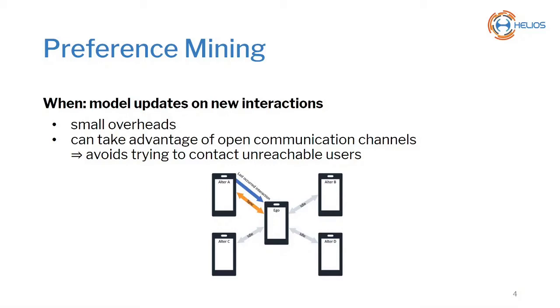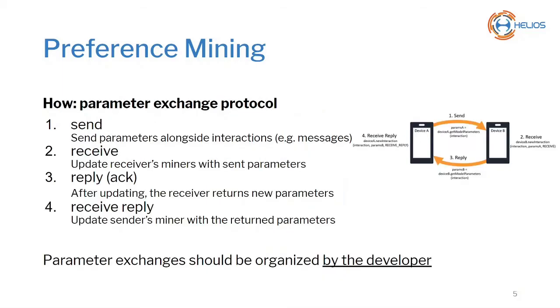A parameter exchange scheme that suffices to set up the Social Graph Mining module is exchanging parameters at the same time social interactions occur, such as when messages are sent. This introduces only small overheads compared to continuously exchanging parameters. Furthermore, it takes advantage of communication channels that are already open to perform the interactions. This way, preference mining is not affected by users going offline.